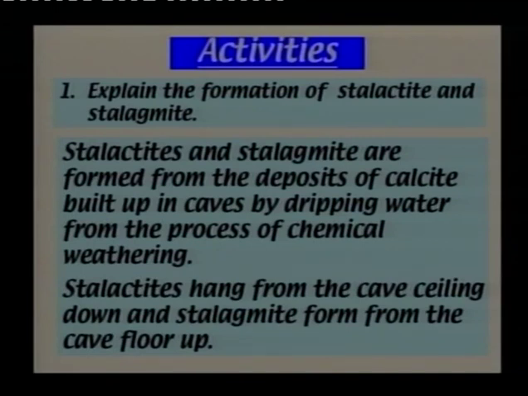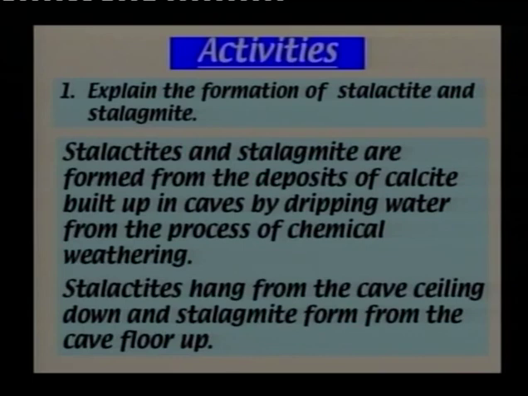Okay, we're checking now from the monitor. Stalactites and stalagmites are formed from the deposits of calcite built up in the caves by dripping water from the process of chemical weathering. And that dripping water we were making reference to when we were looking at formation of dripstone or dripstones. Okay, are we happy with that answer given? Okay, good. Then we move on to question 2.